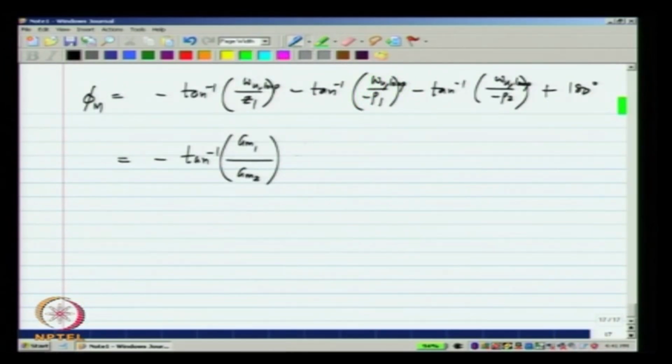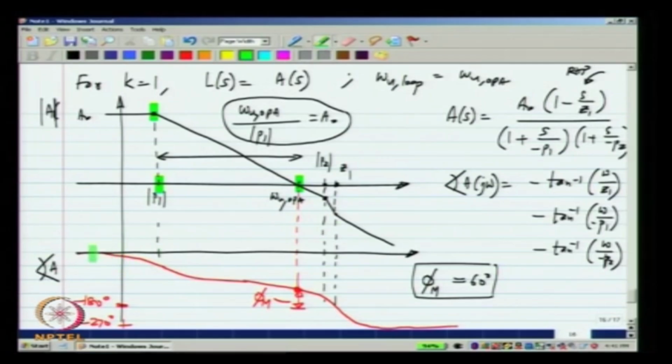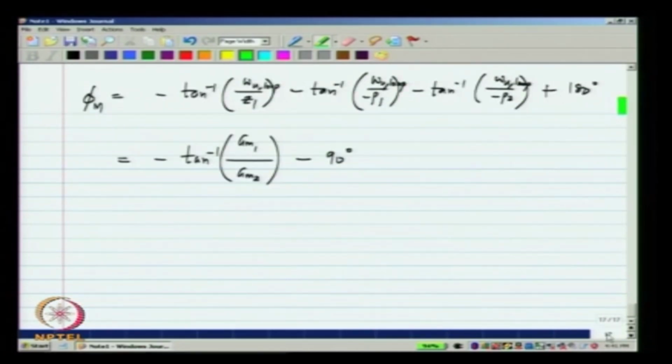So, this is simply minus 90 degrees. Okay. That can also be seen from the plot. The phase drops down to minus 90 and stays that way. Okay. This is the phase lag due to p1. Now, because p1 is far from omega u OPA, it would have reached 90 degrees somewhere here, and then it stays at 90 degrees all the way, the contribution due to p1. Okay. And finally, we have minus tan inverse omega u loop by p2. This is something that has to be calculated.